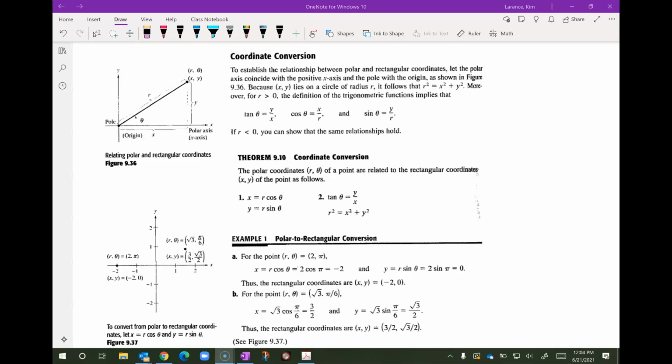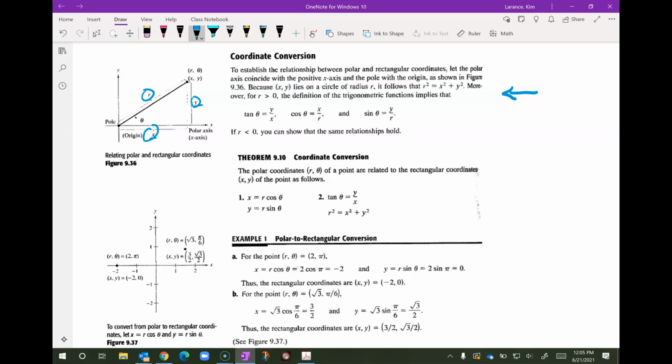So first of all, let's talk about right triangle trig, which is this coordinate conversion right here. We know that the tangent of an angle is opposite over adjacent, the cosine is adjacent over hypotenuse, and sine is opposite over hypotenuse. In this case, we're using the length r as the length of the hypotenuse. And pole is polar speak for the origin, so you'll hear me use pole instead of origin sometimes.